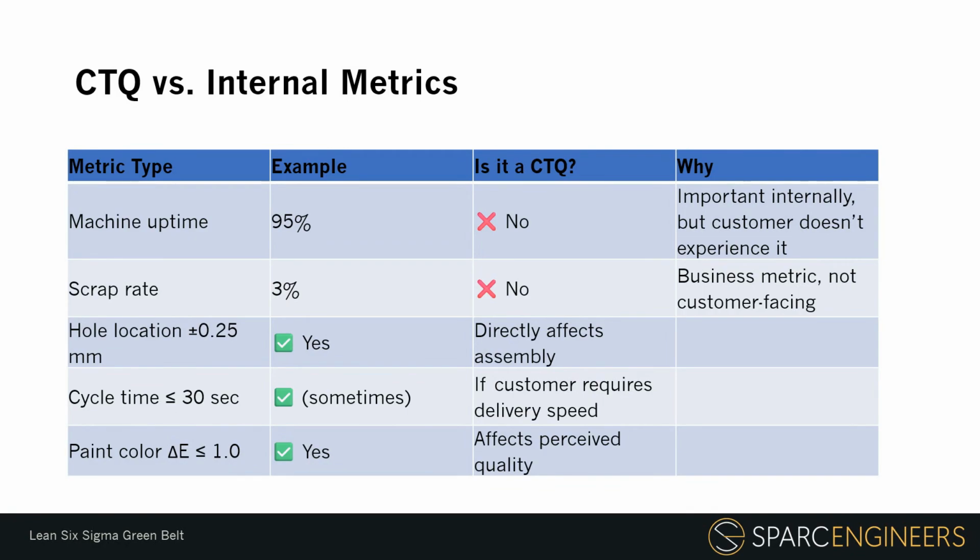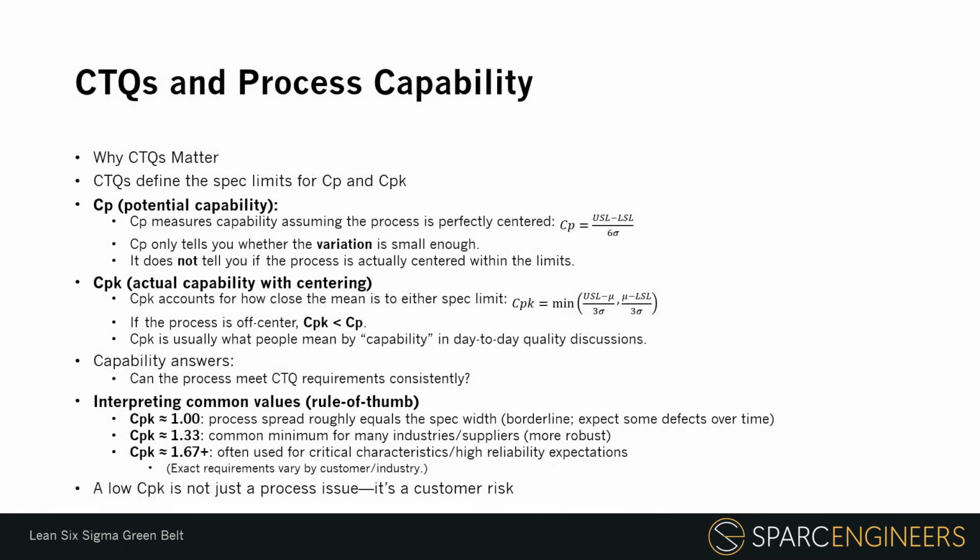CTQs and process capability. CTQs are also important because they define the specification limits used in process capability analysis. When we calculate capability, we are asking whether the process can consistently meet the CTQ requirements. Two common capability metrics are CP and CPK. CP is potential capability. It measures whether the process variation is small enough compared to the specification width, assuming the process is perfectly centered. In other words, CP tells us whether the process spread could fit inside the customer's specification limits. But CP does not tell us whether the process is actually centered.